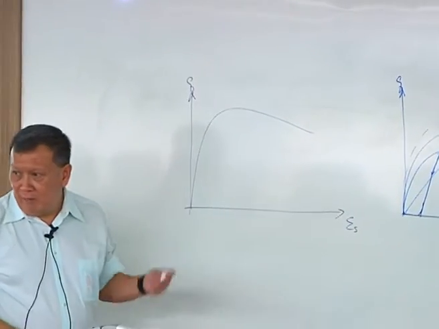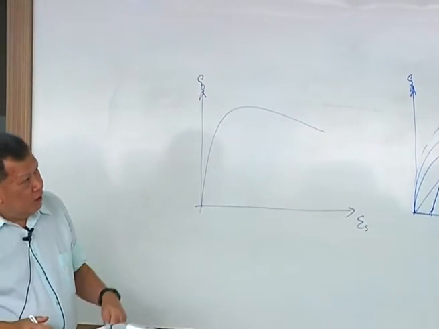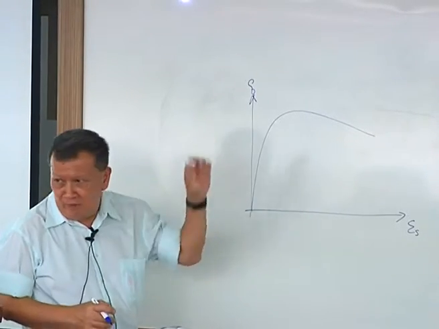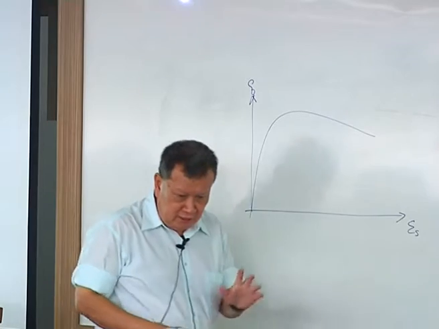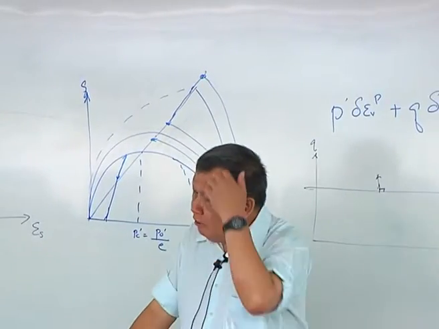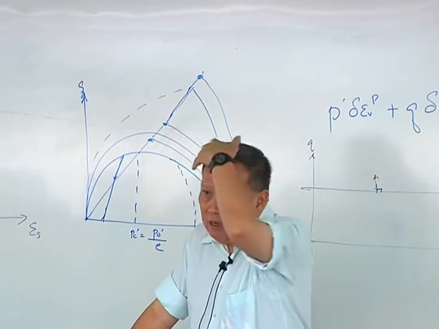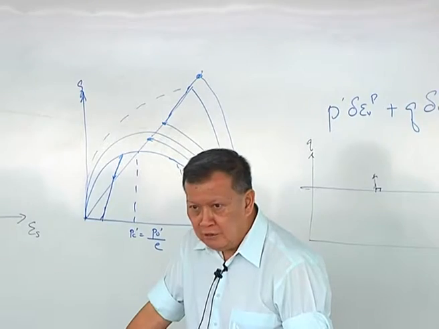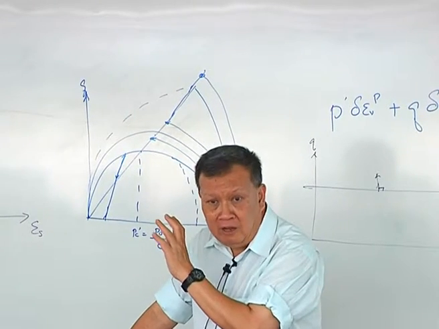Correct? It will look a bit more like that. Not so, there's no sharp corner there and there's no funny line coming up. Okay? So there's a difference. That's why I mentioned to you that the Cam-clay is really not suitable for heavily over-consolidated soil. I'm going to say a bit more later on.